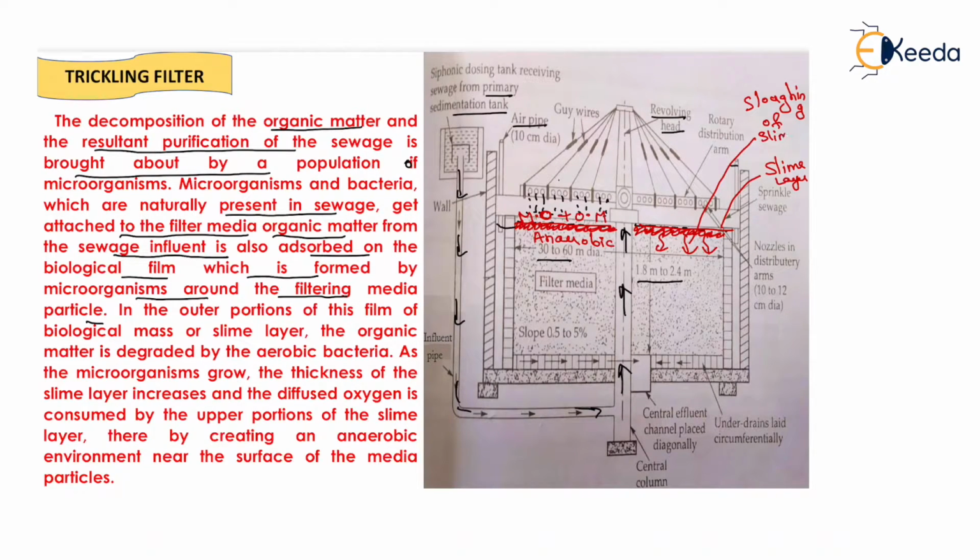Clear? Now due to this breaking of slime layer, the decomposed organic matter will come into the filter media, and from the filter media it will reach the central effluent, and from the central effluent it will be sent to the secondary sedimentation tank, and in the secondary sedimentation tank all the decomposed organic matter will settle down and the resultant water will be free from the organic matter. That is the complete working of the trickling filter.